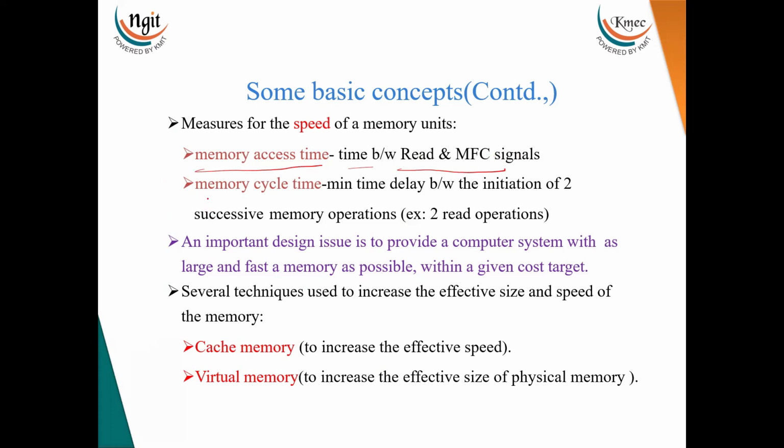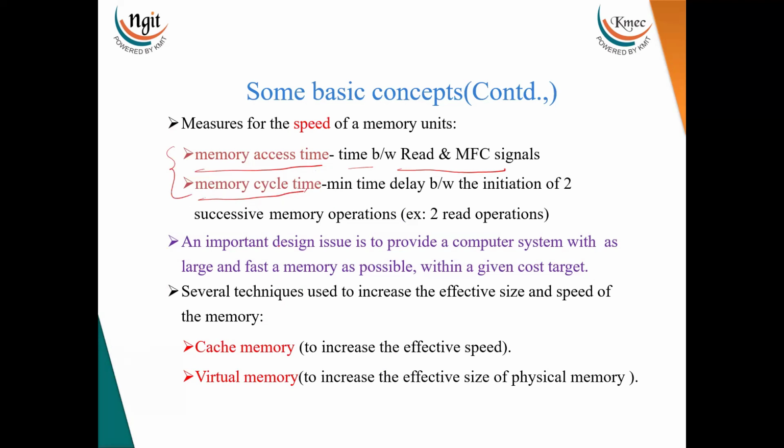The next term is memory cycle time. Memory cycle time is the minimum time delay required between the initiation of two successive memory operations, for example, the time between two successive read operations. The memory cycle time is always slightly larger than the memory access time. These are the two terms we use to measure the speed of memory units.